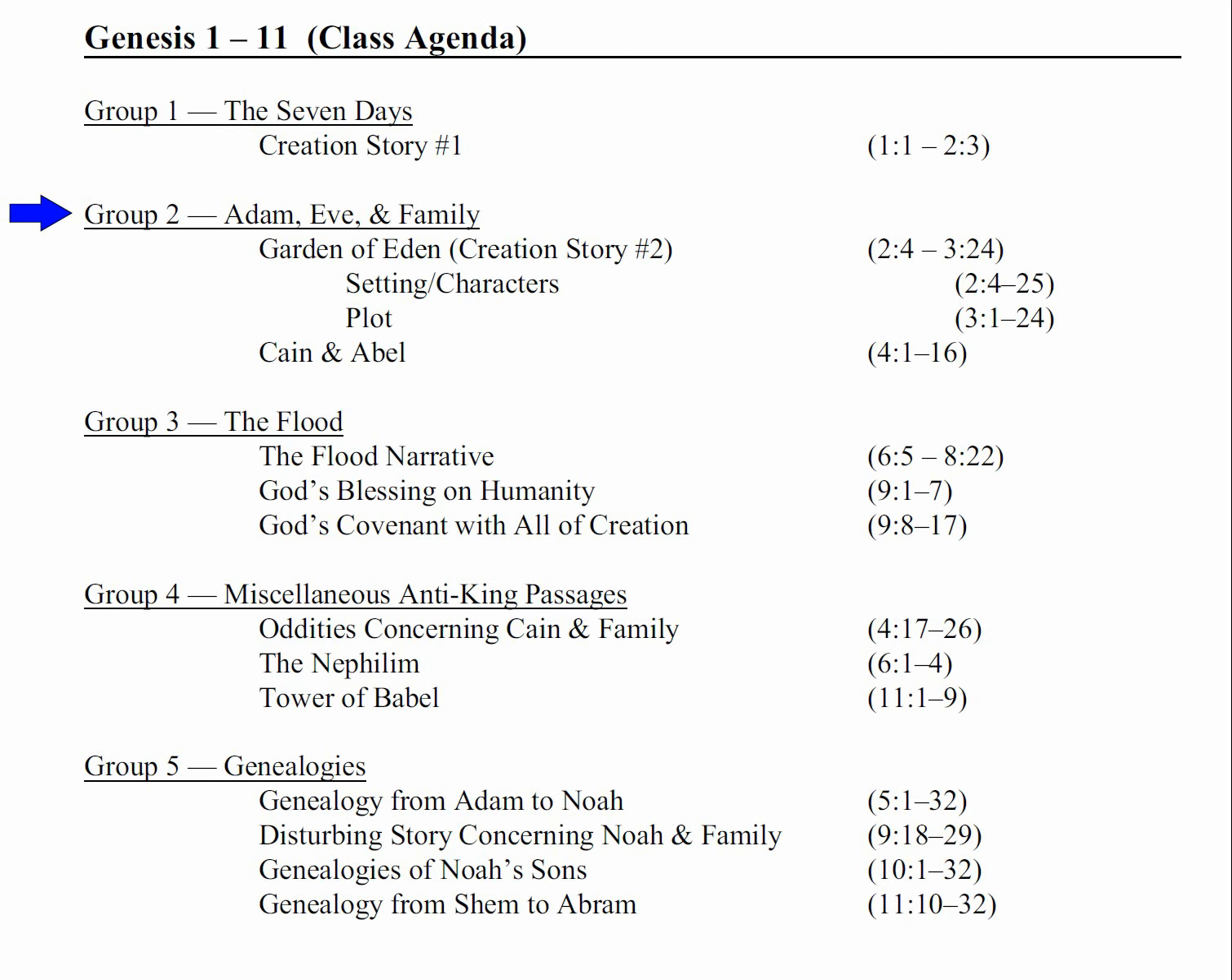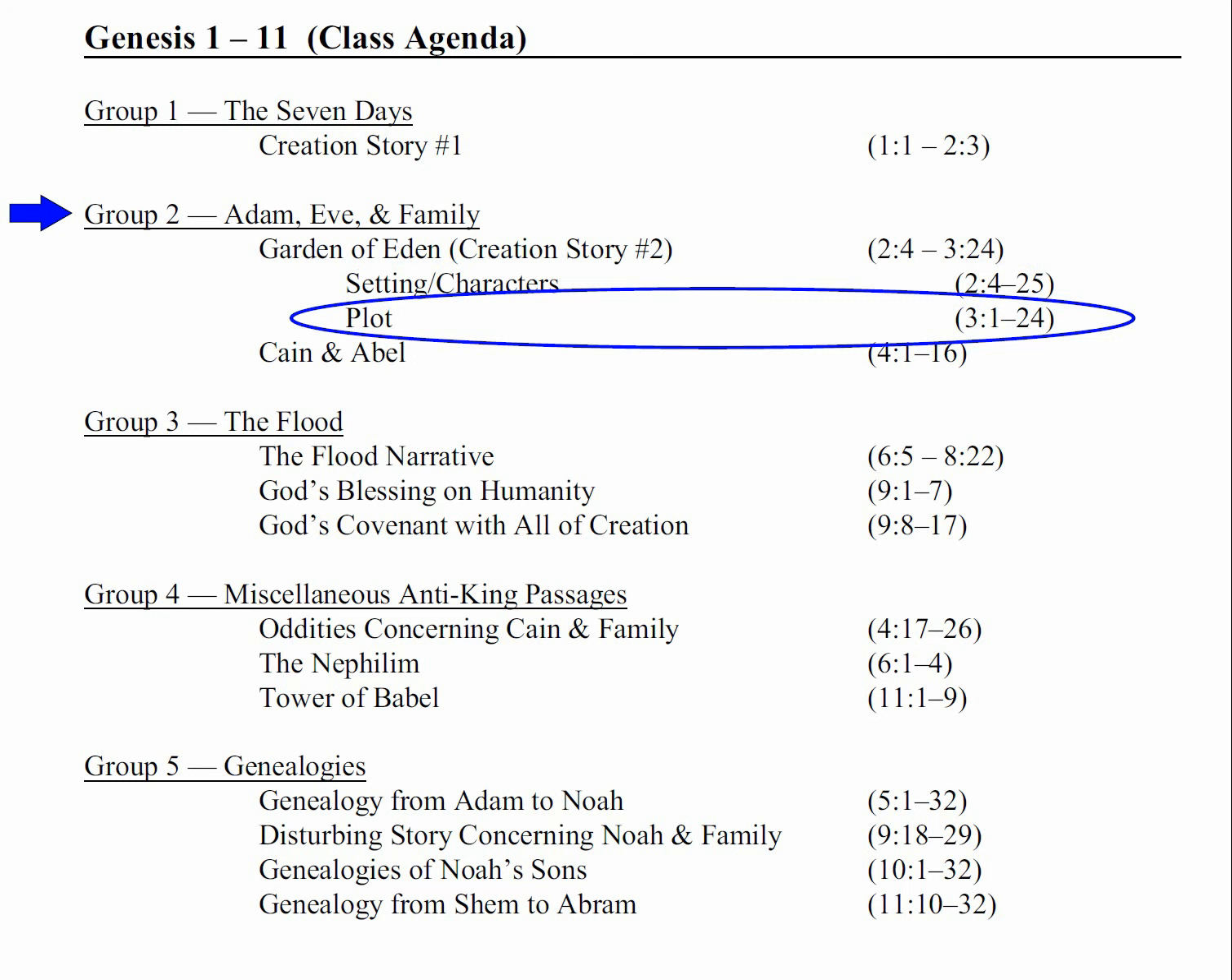In our last video, we were in the midst of looking at group 2 in terms of our agenda for this video series, and we looked at setting and characters. This time we're going to begin to look at the plot. We'll look at the entire plot and begin to analyze it, but there's too much, so we won't be able to finish, and it'll be the video after this in which we finish group 2.